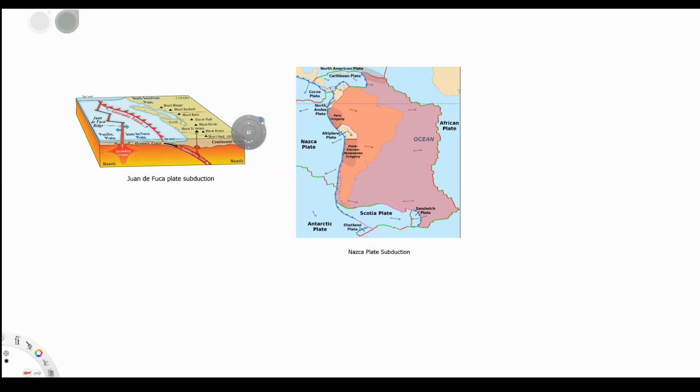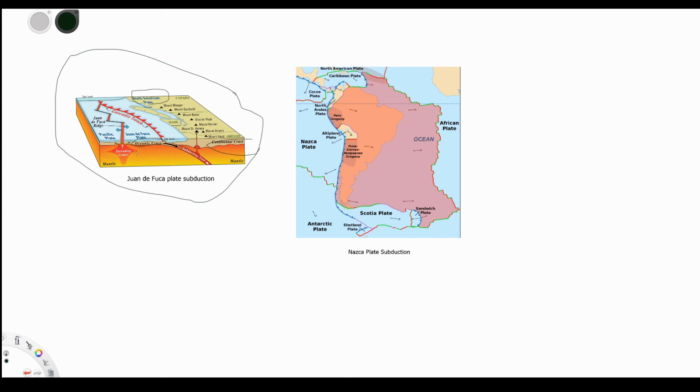So we're going to start over on the left here with the Juan de Fuca plate subduction. The Juan de Fuca plate is a very small plate. This is up in Washington, as you can see, and essentially what's happening is the continental crust is larger than the oceanic crust, and the Juan de Fuca plate is the oceanic crust, and it is being subducted with the North American plate. This Juan de Fuca plate will be subducted sometime in the future. And also here, you have the North American plate, and they are subducting.